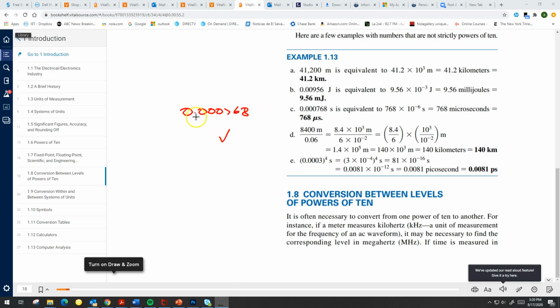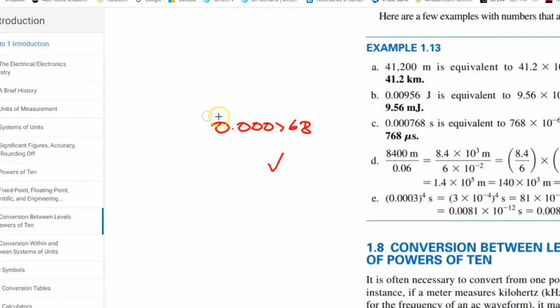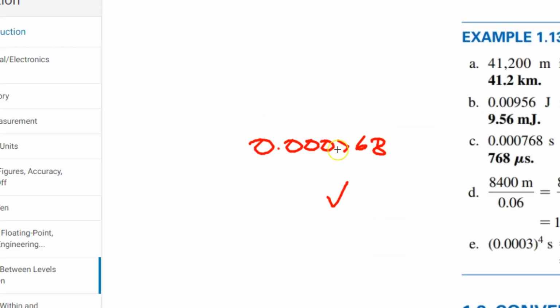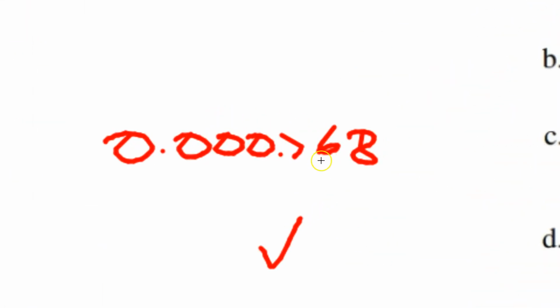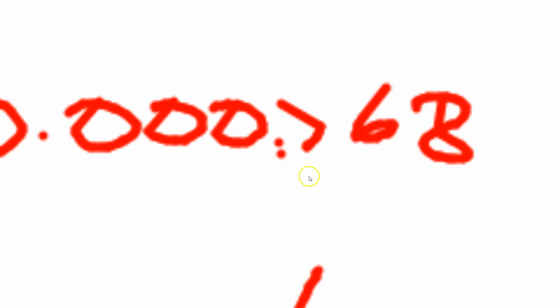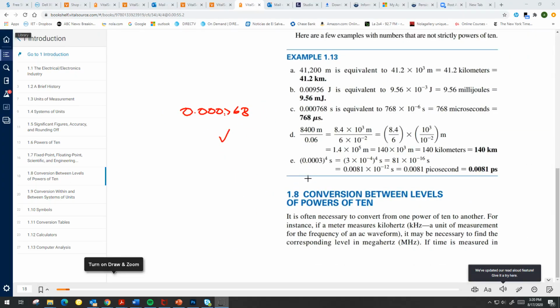If I move the decimal point 3 times over to here, then I still don't have engineering notation, because the number before the decimal point is still less than 1, and the number has to be greater than 1 and less than 999. So I'm going to have to move it again. Go back. I'm going to have to move it 3 more times.